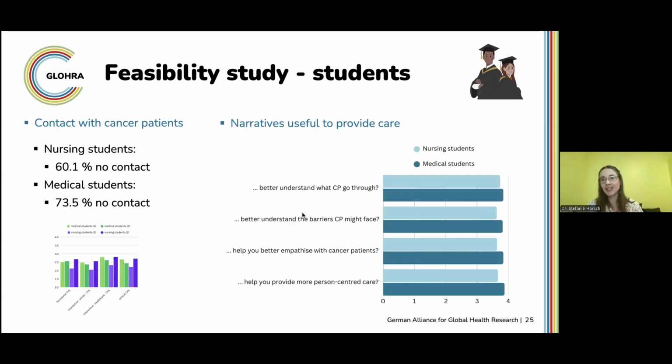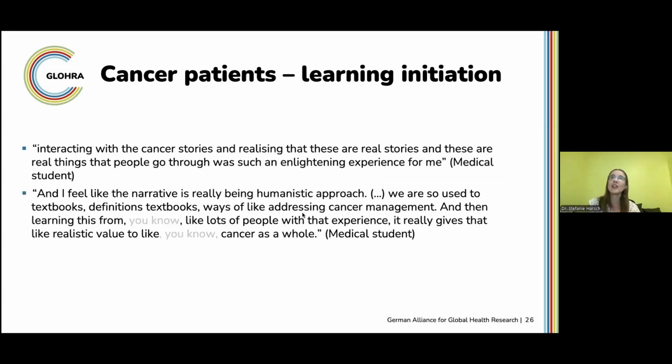And so here are some of the answers from 1 to 4. 4 says it helped them very much. So it really helped them to understand what cancer patients go through, the barriers they face, to better empathize, and they can provide more person-centered care. In the focus group discussions, we asked them about, oh, there's one missing, it's not cancer survivors here, it's medical students and nursing students.